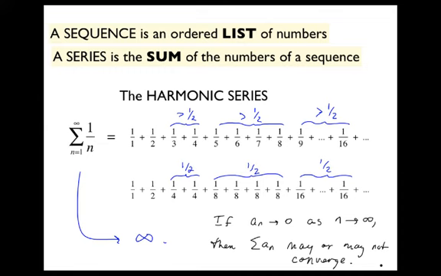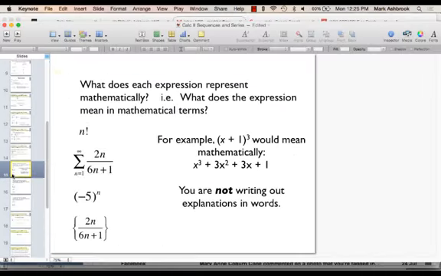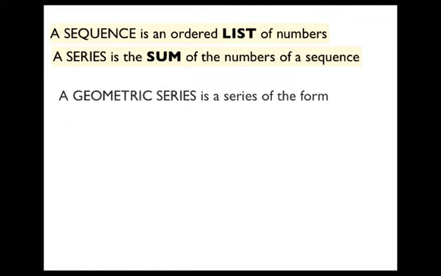Okay, so let's go back and talk about the first type of series, the geometric series. Back here somewhere. So a geometric series is a series of this form, a times r to the n minus 1. Write it out. What is this series? What does that notation mean? A and r are some constants.